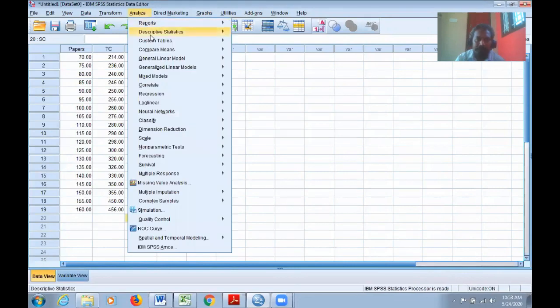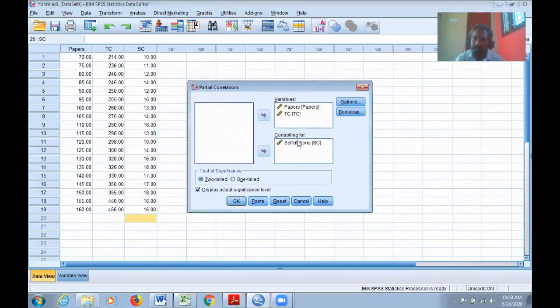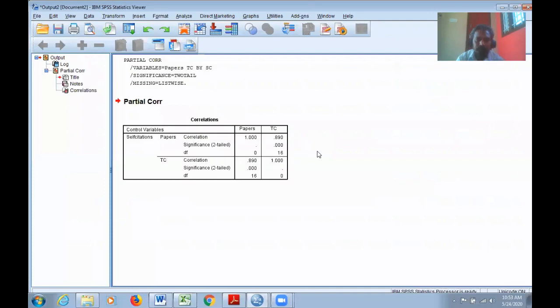Let me go to analyze. I go to correlate. I select partial correlation, and the variables by default they are there. You can say OK, and here you can see. See, you got the answer now. See the relation between papers to papers, the relation between papers to total citation, and the reverse one, the bottom box. You can see here the result is significant.